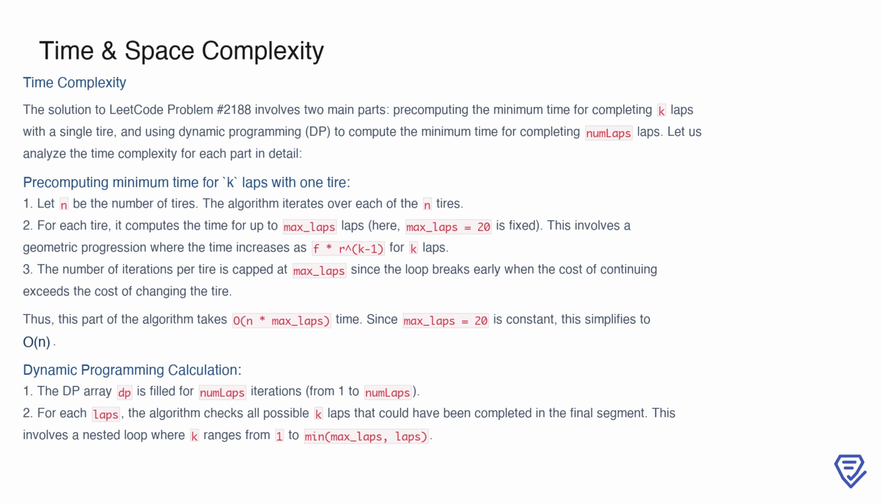because max_laps is constant. Next, we have the dynamic programming step, where we fill a DP array for each lap count from 1 to number laps. For each lap count, we evaluate all possible ways to complete the final segment by considering k laps, where k ranges from 1 to the smaller of max_laps or the current number of laps. This setup allows us to compute the minimum time efficiently for each configuration.